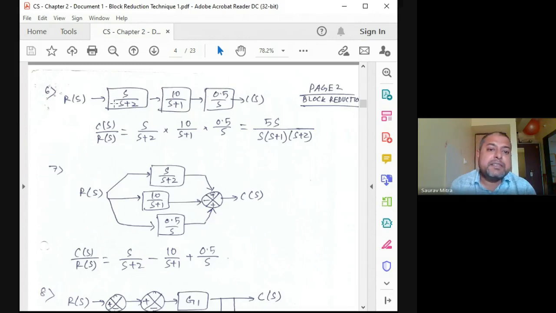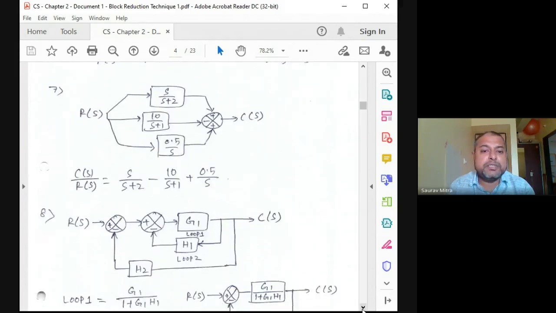In this case it's an open loop system obviously, and you are finding three things connected in cascade mode. So how can I find the overall transfer function C(s) by R(s)? C(s) by R(s) is s by s plus 2 into 10 by s plus 1 into 0.5 by s. If you just multiply everything, the denominator you get is s into s plus 1 into s plus 2, and the numerator is 5s. And don't go on applying the concept of characteristic equation here, because this is not a closed loop system, this is an open loop system.